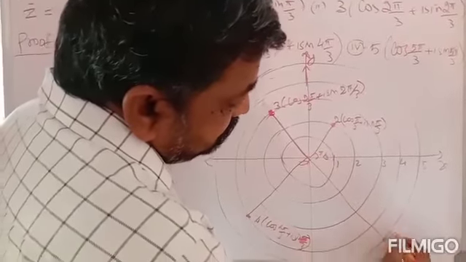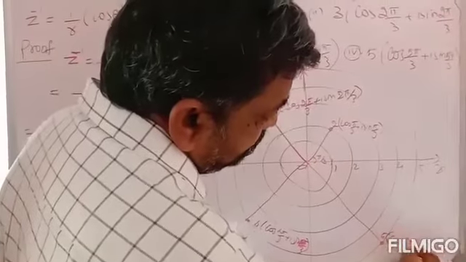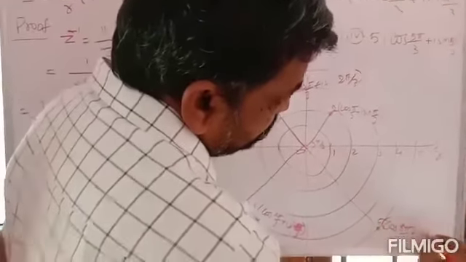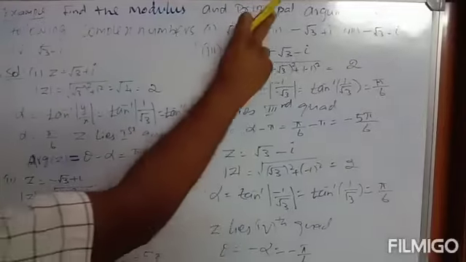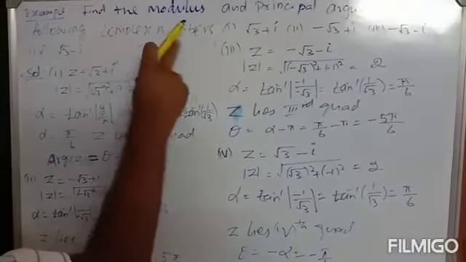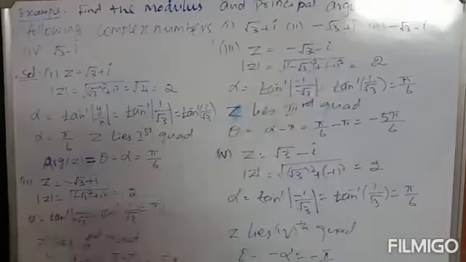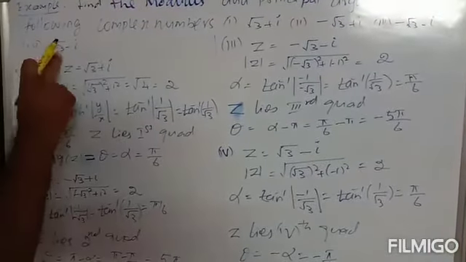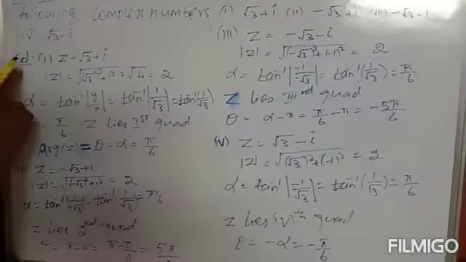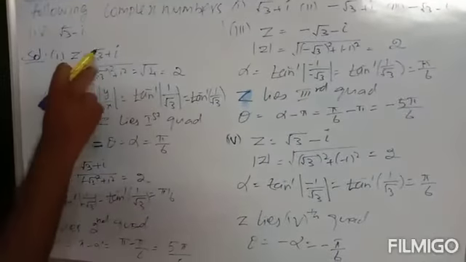Now let us plot the points in polar coordinates. First, 2 into (cos pi by 3 plus i sin pi by 3). Here r is equal to 2, so we go 2 units, and theta equals pi by 3.